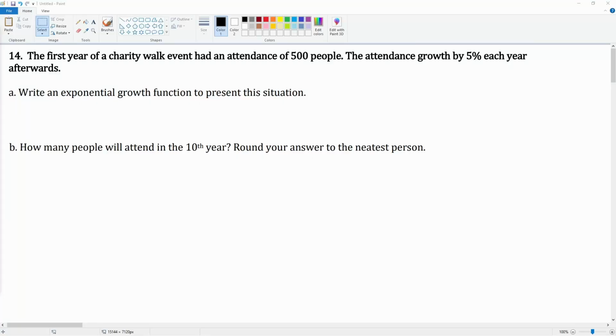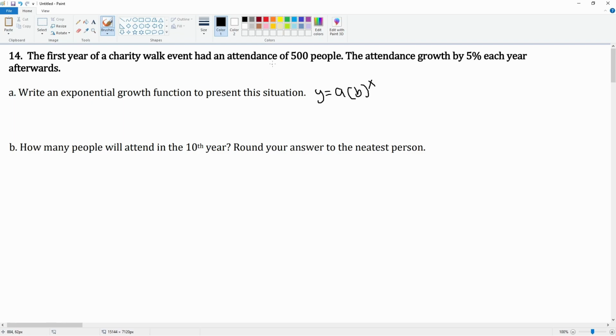Number 14, the first year of a charity walk event has an attendance of 500 people. The attendance grows by 5% each year afterwards. You're going to write an exponential function for this situation. We know the exponential function is governed by the equation y is equal to a times b to the x.